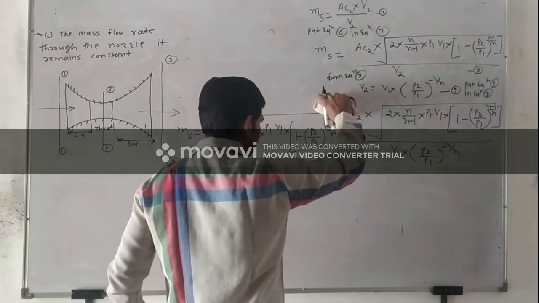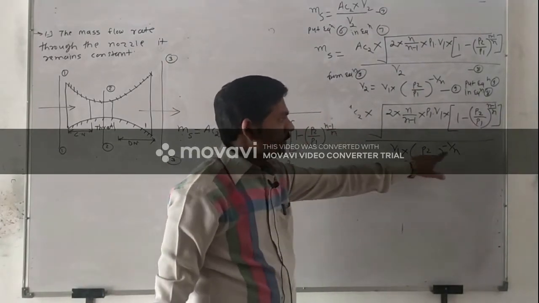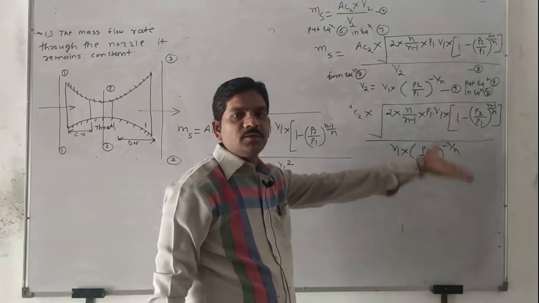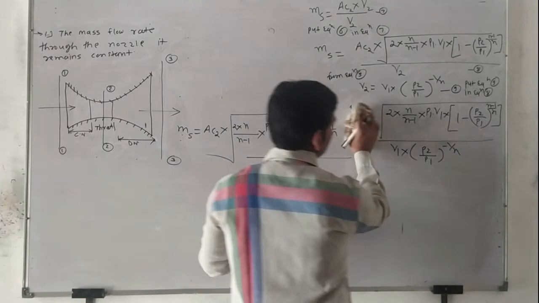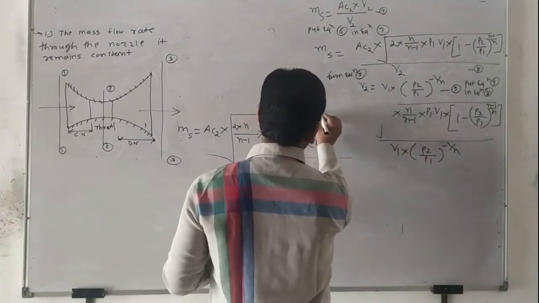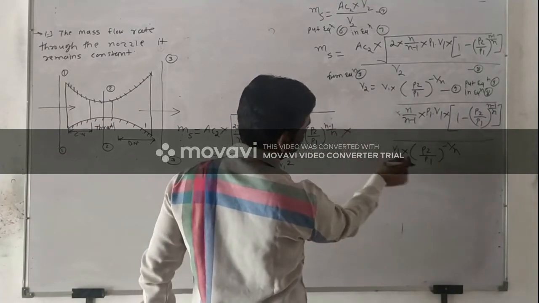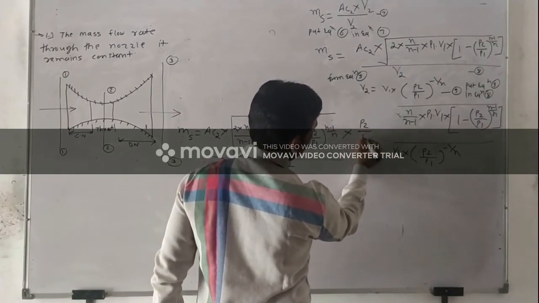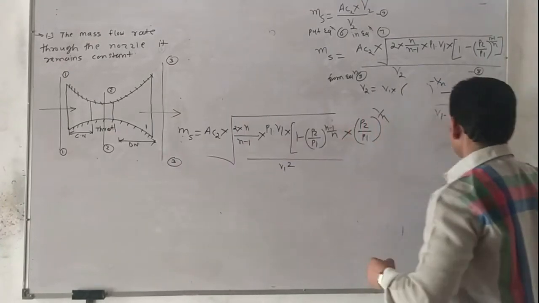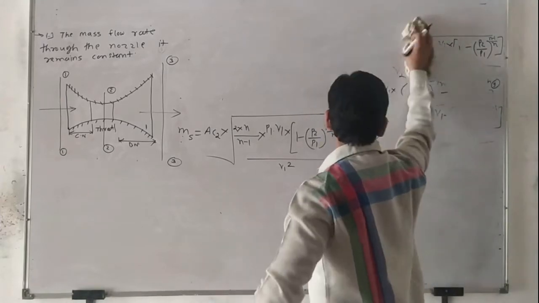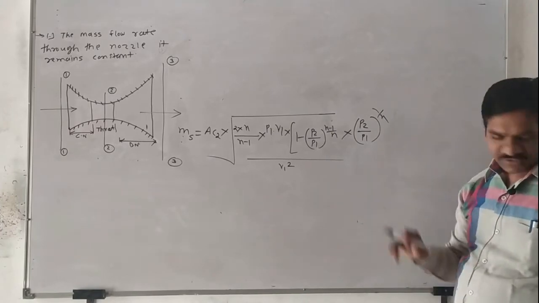And this term becomes P2 upon P1 to the power minus 1 by n, it goes in the numerator. So this minus becomes plus. So multiply with P2 upon P1 to the power 1 by n. So we have to get these equations. Yes or no? Yes, we have to obtain these equations.